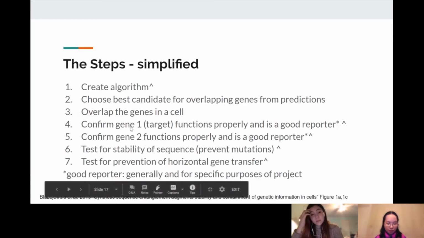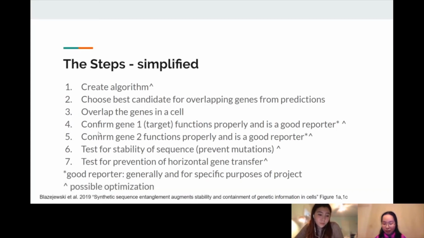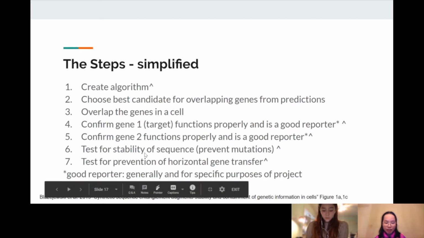First, you need to confirm that the first gene functions properly as a good reporter. Then you confirm that the second gene also functions properly, and this gene is either the essential gene or the toxin gene, and it is also a good reporter. So for the specific purposes of the project, you want to test for the stability of the sequence, the ability to prevent mutations, and you also want to test for the prevention of horizontal gene transfer.